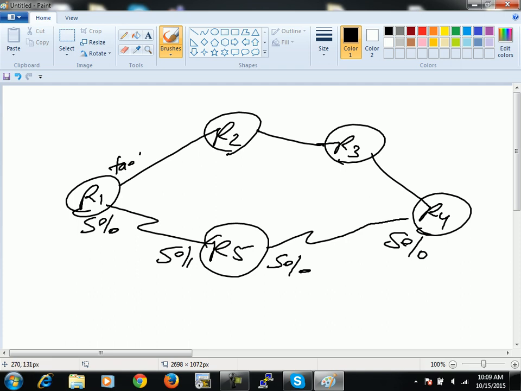Let's say this is FastEthernet 0/0, once again FastEthernet 0/0, 0/1, this is 0/0, and this is 0/1, and this is once again 0/0, whatever it is. But we are assuming that R1 can reach R4 via R2 as well as via R5.